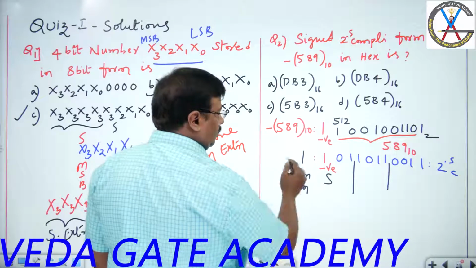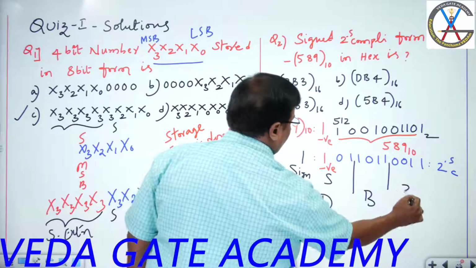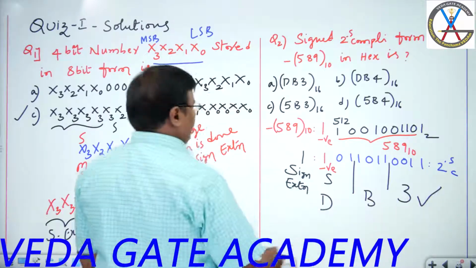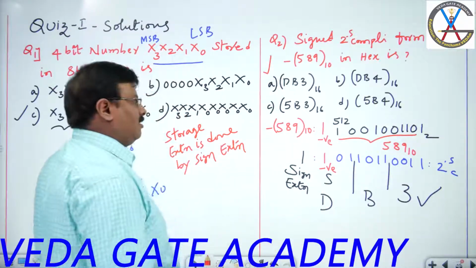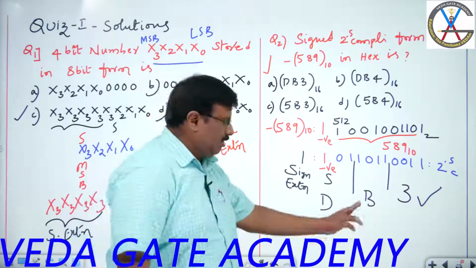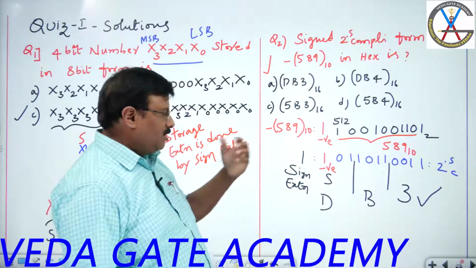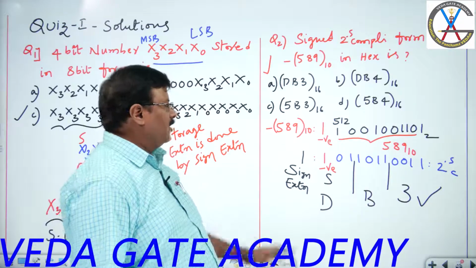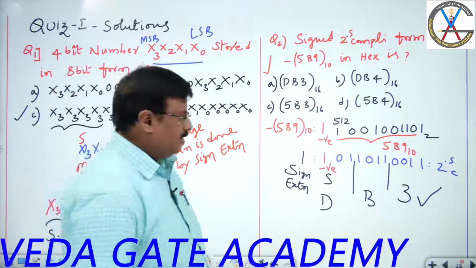So then what is the data? 1101 is D, 1011 is B, 0011 is 3. DB3 is the right answer. Here is the right answer. I hope it is logical. See, converting this is simple. Till here, there is no issue at all. Extension of sign is very important to know. Otherwise, if we make it 0 here, it will be 5B3. See, 5B3 is also there to confuse you. So take care of that.